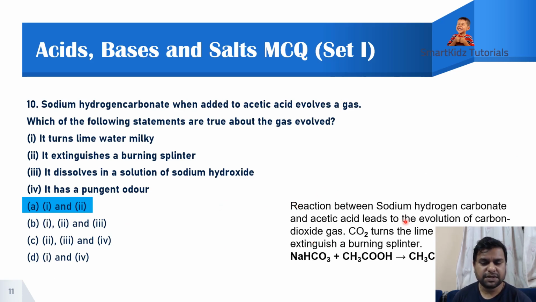The reaction between sodium hydrogen carbonate and acetic acid leads to the evolution of carbon dioxide. The equation is hidden over here. You can find this equation in the description box below. When carbon dioxide passes through lime water, we know that it turns milky. And the next thing is it is also used in extinguishers to extinguish a burning splinter. So the correct choice is A, which involves the first and second points mentioned here.